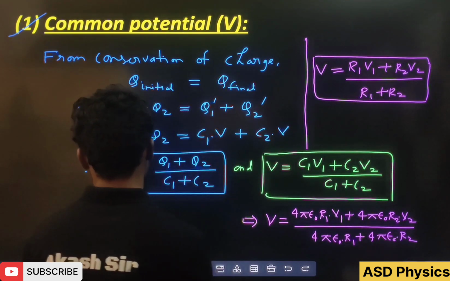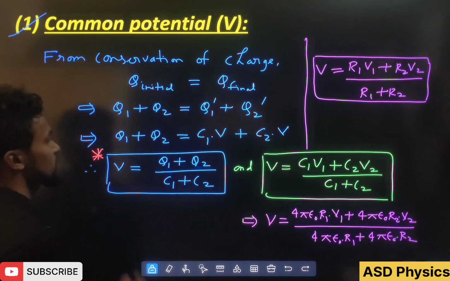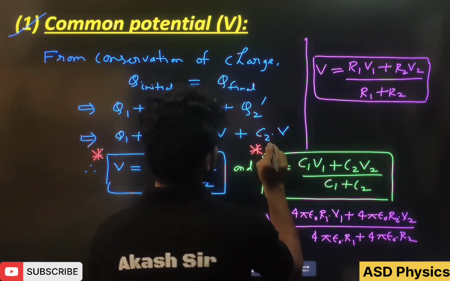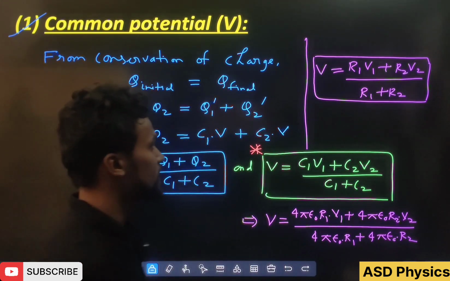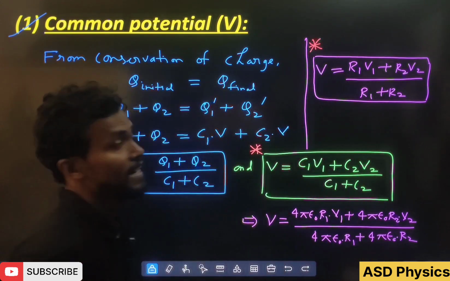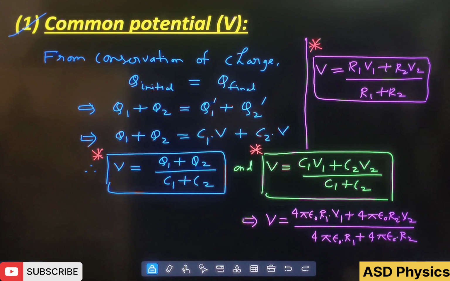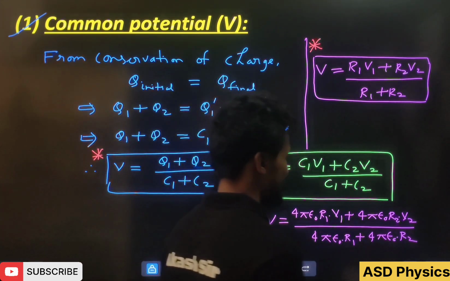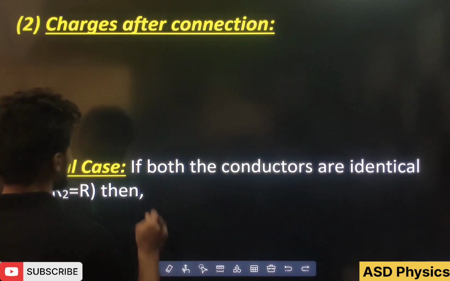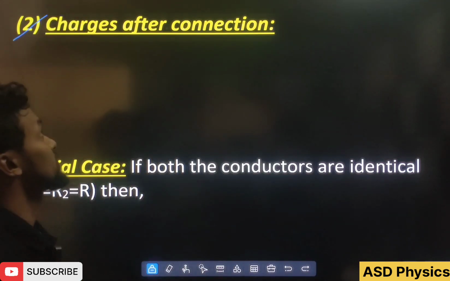So students, here you can see we have got common potential in terms of the charge and the capacitance. Here we have got it in terms of capacitance and the voltage, and here again we have got it in terms of the voltage and the radius. So any formula can be used depending upon the situation. Okay, great.